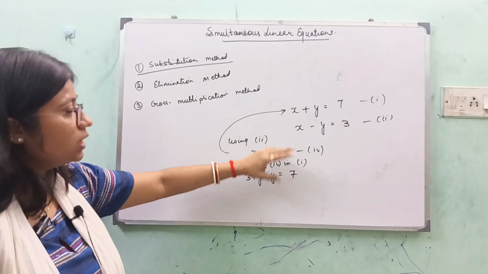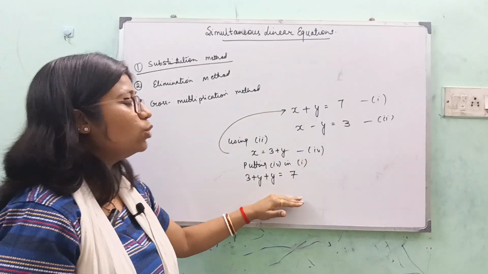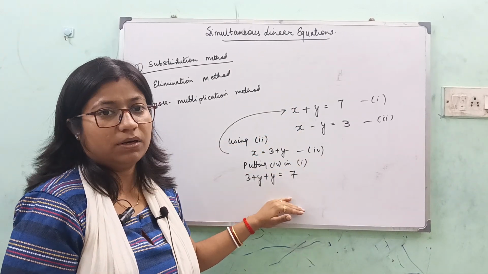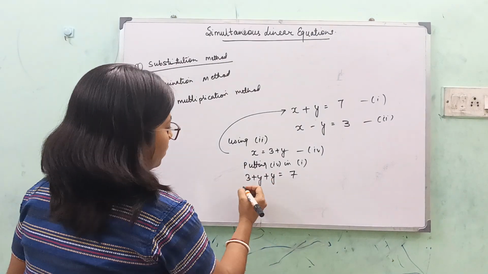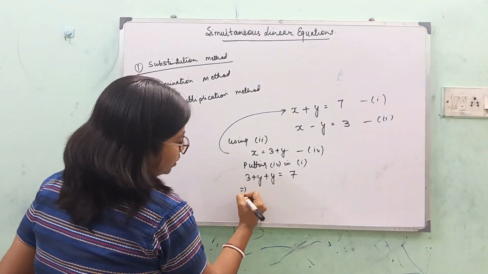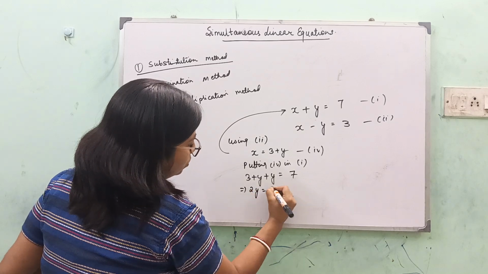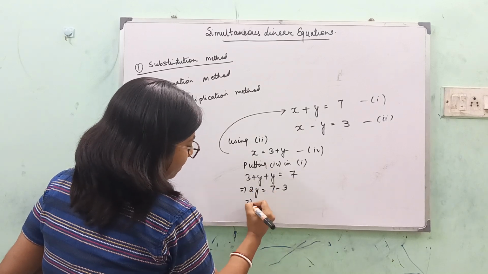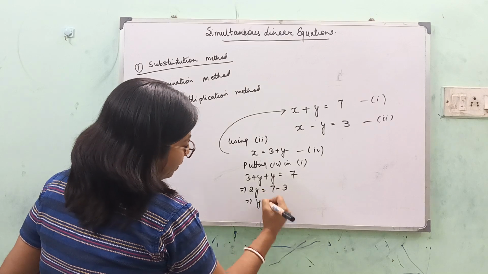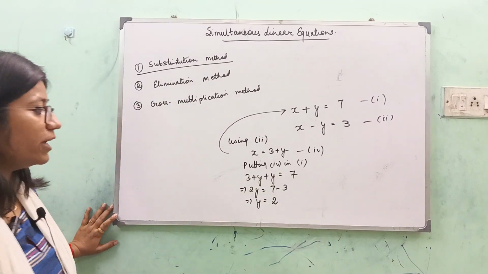So we have reduced the linear equation of two variables into a linear equation of one variable. It is now transformed because we can see only y over here. So 2y equals 7 minus 3. y equals 4 by 2, that is 2. So y's value is 2.